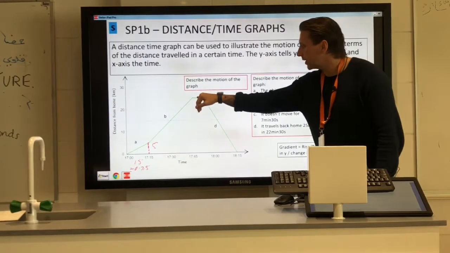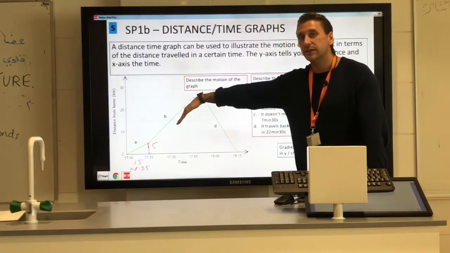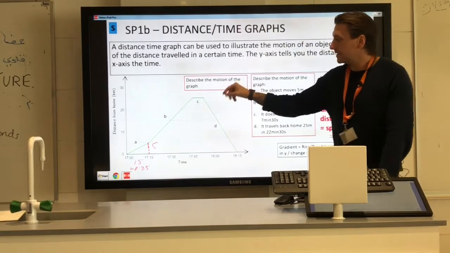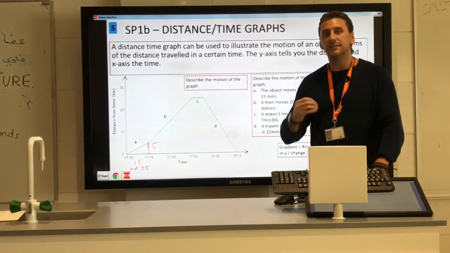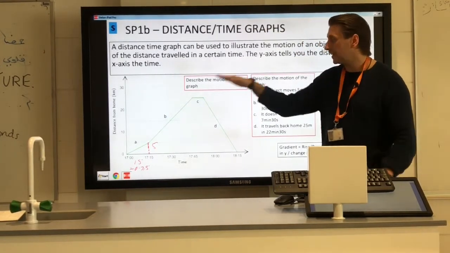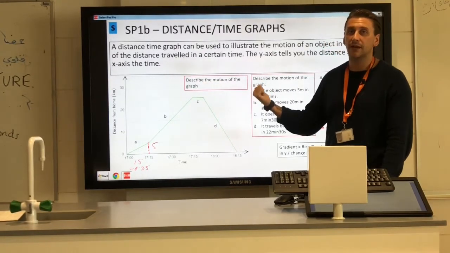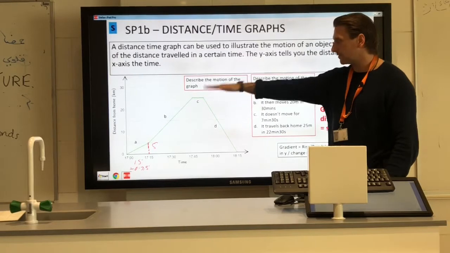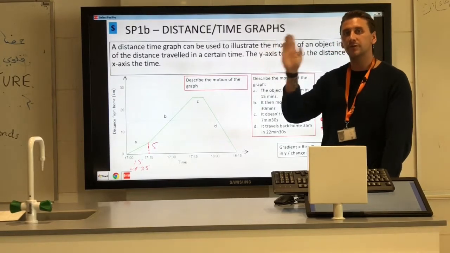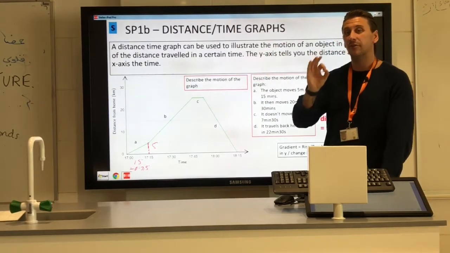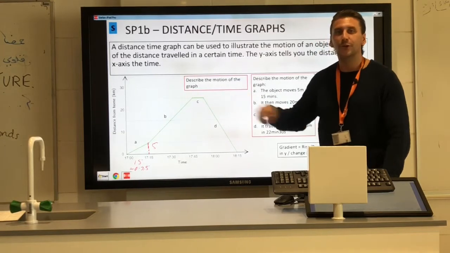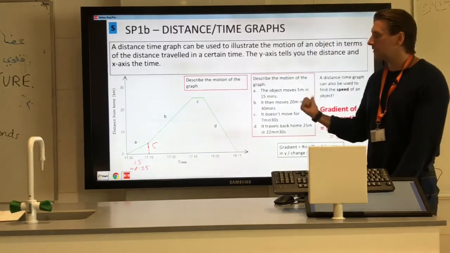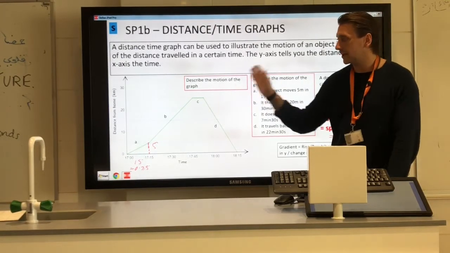The only other thing to note here is this one has a different gradient. You'd have to do the rise over the run for this section. This one doesn't travel any distance in the time. So if it's flat and horizontal on a distance time graph, it means that the speed is 0, because there's no gradient. If it's flat, there's no slope, there's no steepness, which means the gradient is 0. So the speed of an object that doesn't move is 0. Okay? So to find the speed from a distance time graph, you have to do the rise over the run.